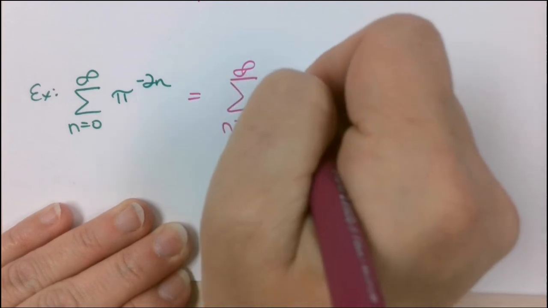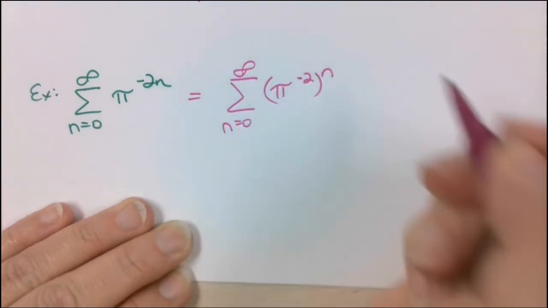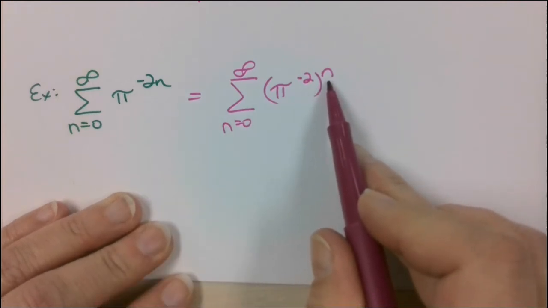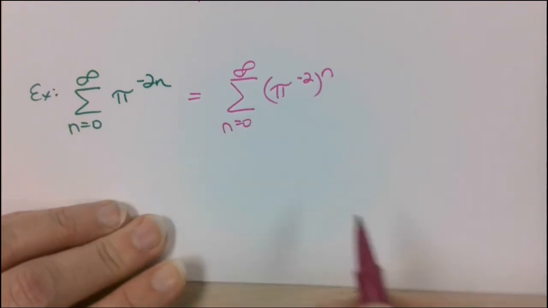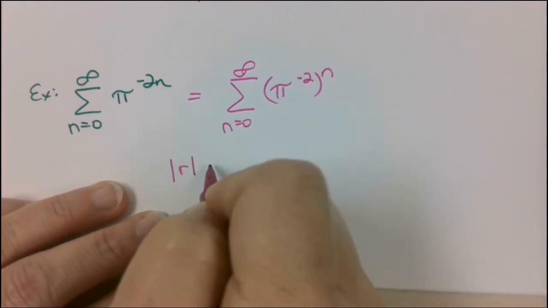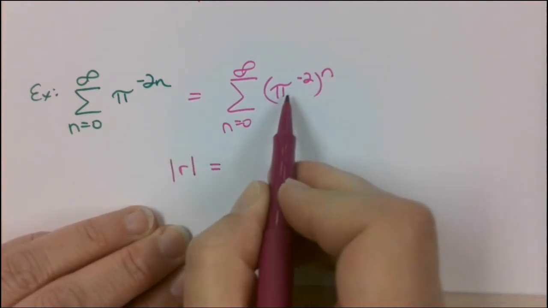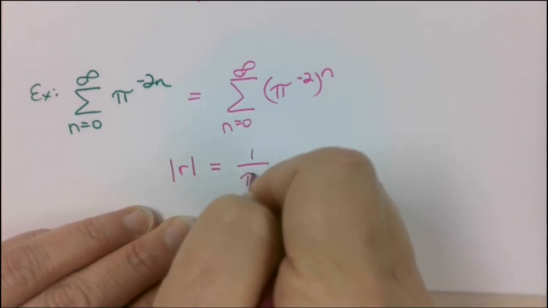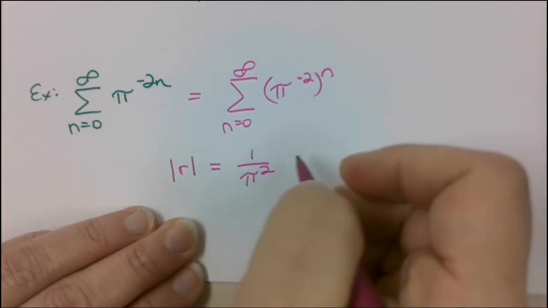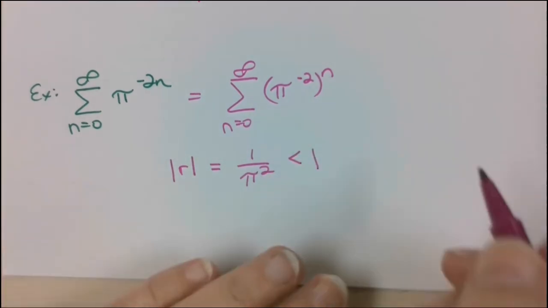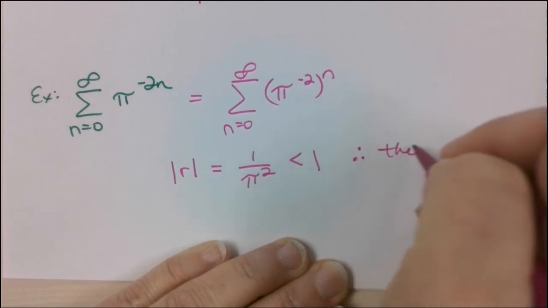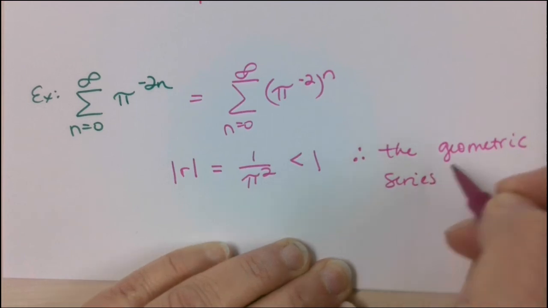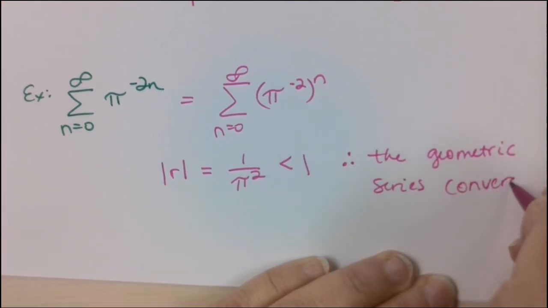and think of this as pi to the negative 2 to the n, because if I'm multiplying exponents, that means power to a power. So I can just split them up here, and then I can see that the absolute value of r is pi to the negative 2, which we might want to rewrite as 1 over pi squared. That, of course, would be less than 1, and therefore the geometric series converges.